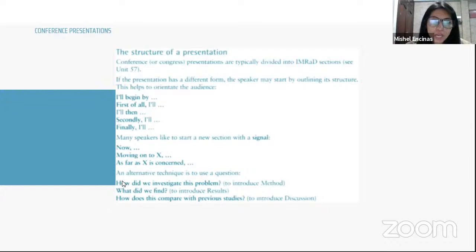Okay. An alternative technique is to use a question. How did we investigate this problem? To introduce the method. Okay.